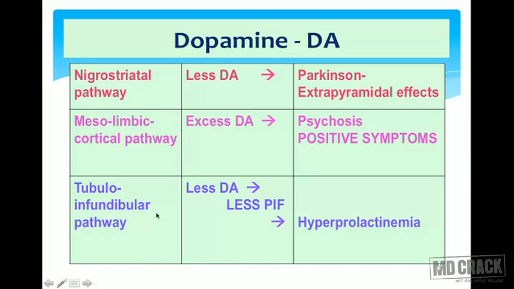The third important pathway involved with dopamine is the tuberoinfundibular pathway, and in this pathway, if there is less dopamine, it's as good as less PIF. What's PIF? It's prolactin inhibitory factor. Dopamine is the same as the prolactin inhibitory factor in the tuberoinfundibular pathway. So if you get less dopamine, or for that matter less PIF, it leads to inhibition of prolactin inhibitory factor. Less DA means less PIF. So it's inhibition of inhibition. It leads to hyperprolactinemia. So these three are important issues as far as dopamine is concerned.